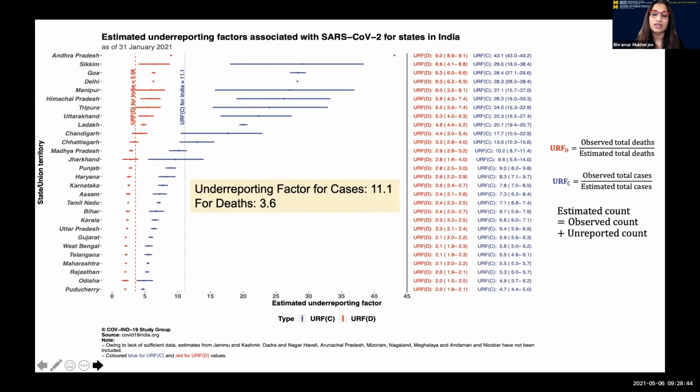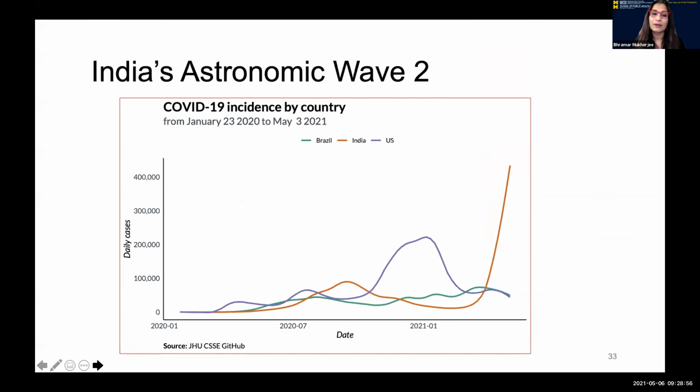And here in this particular snapshot, you see that they are 11 and 3. And so I'm mentioning this because this created a lot of news about this underreporting of cases and death counts in India, and we can talk more about that. So I would like to then talk about, like the last 5 minutes, I want to talk about India's wave 2. And here you can see I have plotted Brazil, India, and US, the 3 countries which register the highest number of cases in the world.